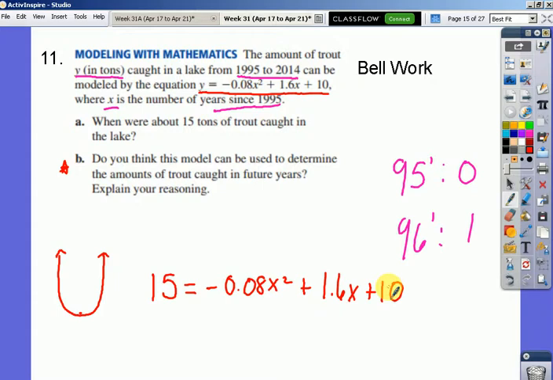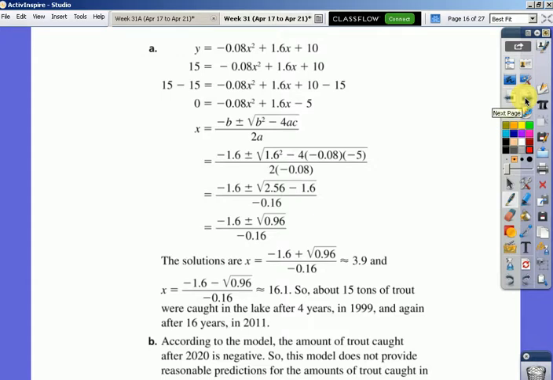Subtract 15, exactly. You cannot use quadratic formula until this equation is set equal to 0. Negative 0.08x squared plus 1.6x minus 5. Now you can use quadratic formula to solve this. Okay, so that's what they're doing here. We're on this part right now.